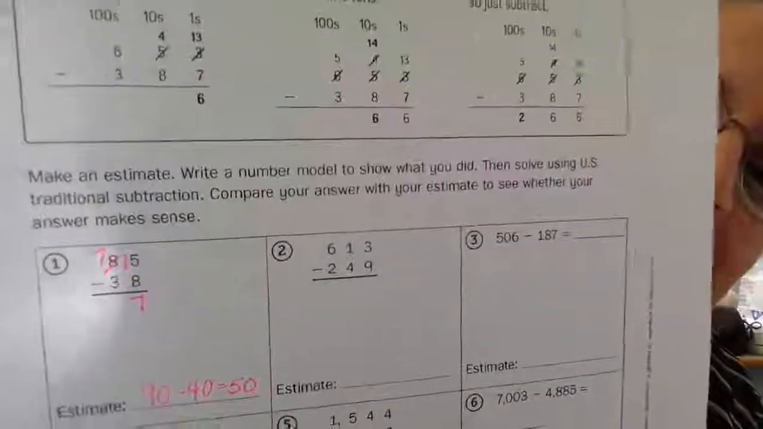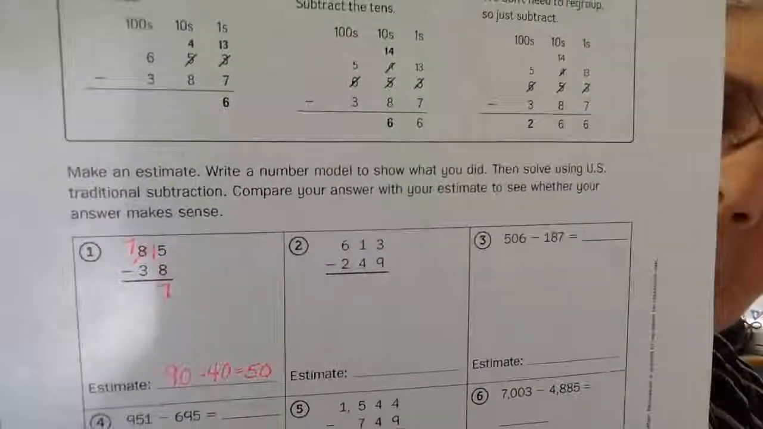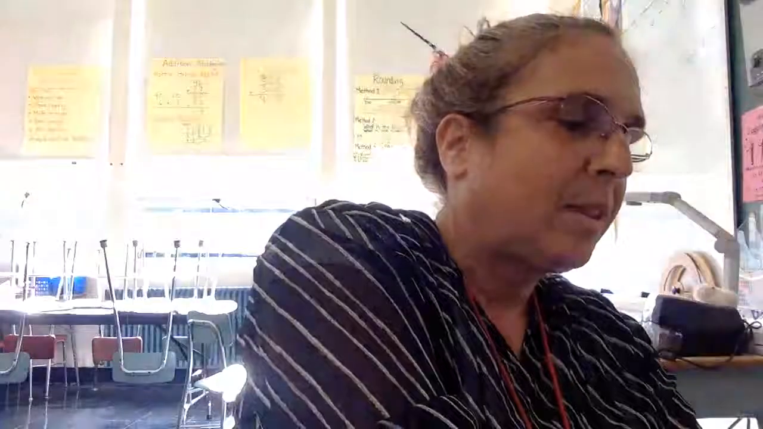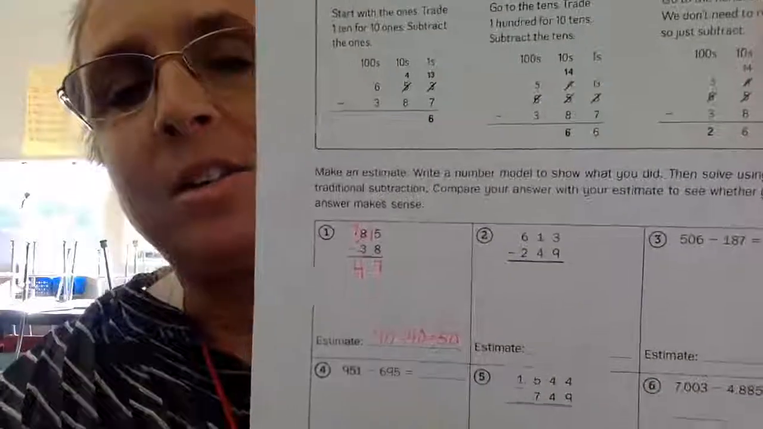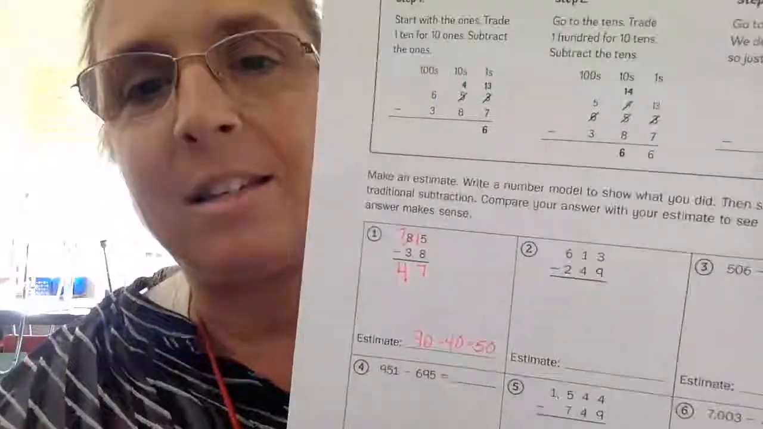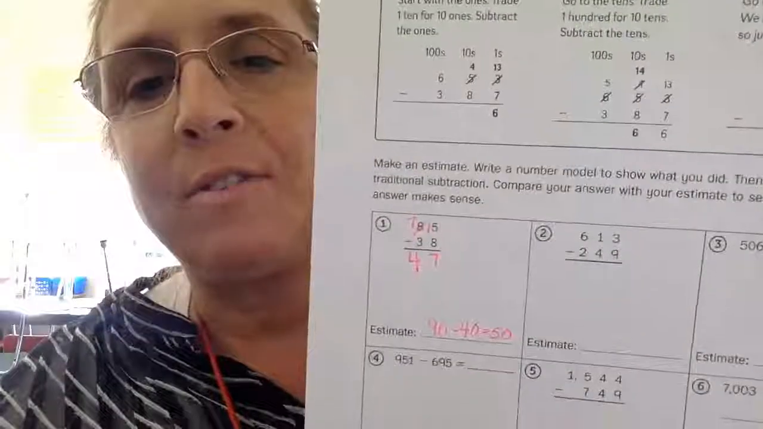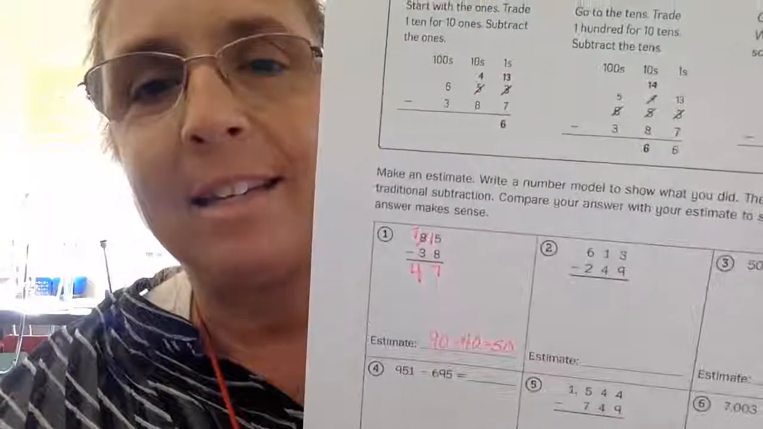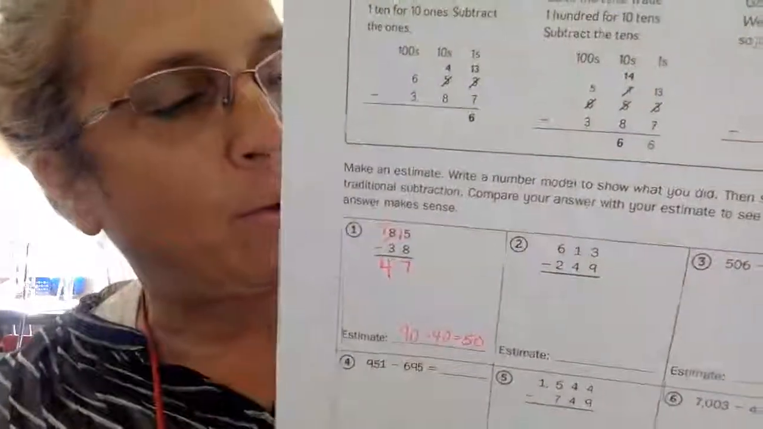So then 7 minus 3 is 4. So our answer is 47. Does that make sense? Yes. Why does it make sense? Because 47 is close to 50, which is our estimate. Okay? Number 2, 613 minus 249.